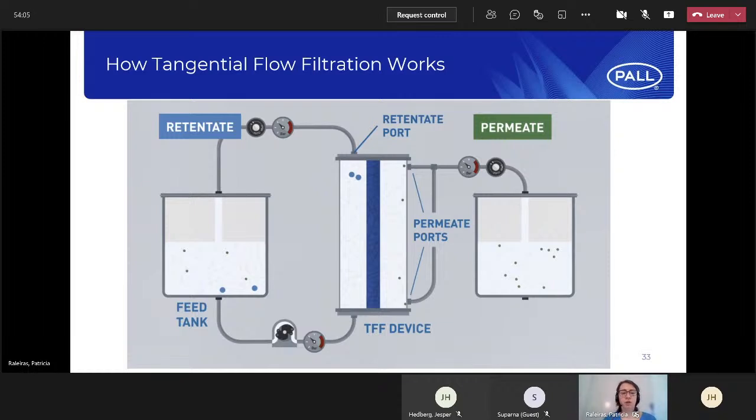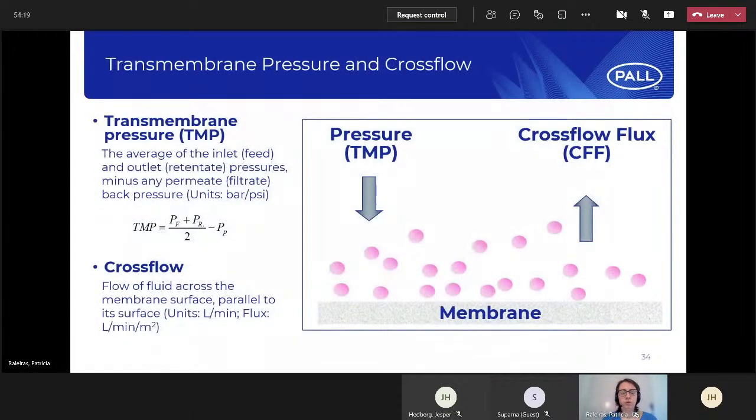But if you're doing a diafiltration, then you just add a new solution to the feed tank, and then you continue the process until all of the small solutes that you want to separate go into the permeate. Two very important concepts in TFF are the transmembrane pressure, or TMP, and the cross-flow flux. The TMP can be roughly defined as the average of the inlet and the outlet pressures, so the pressure that is upstream of the membrane minus the pressure that is downstream of the membrane.